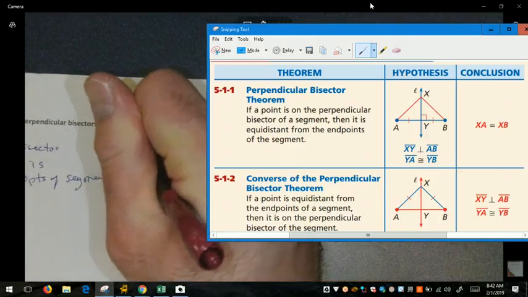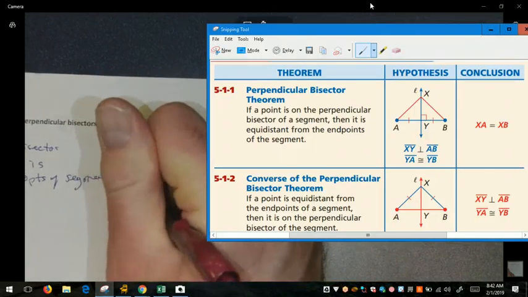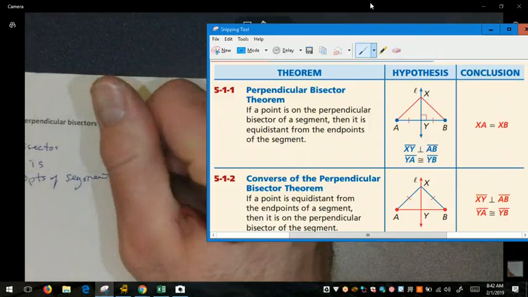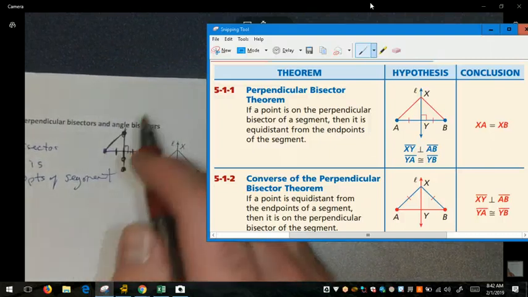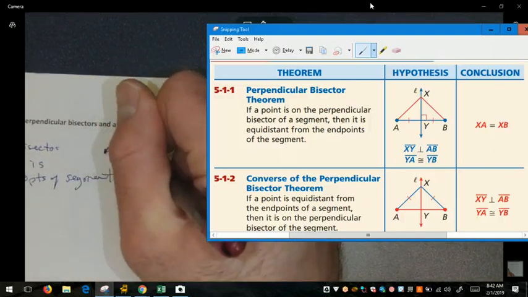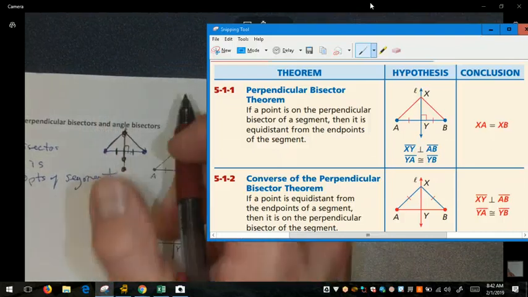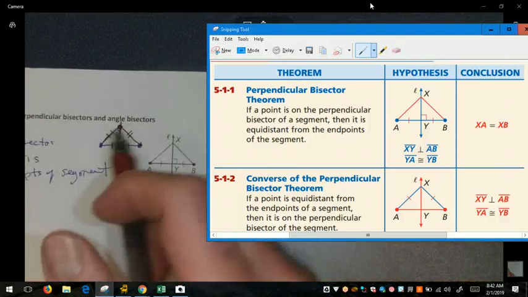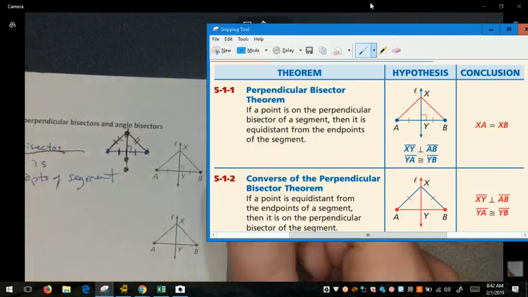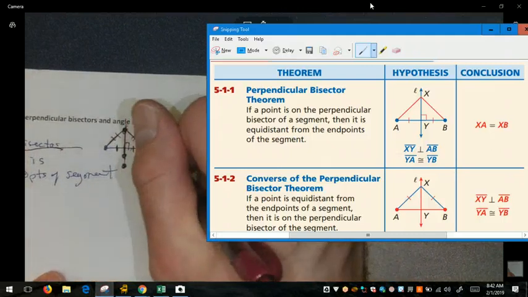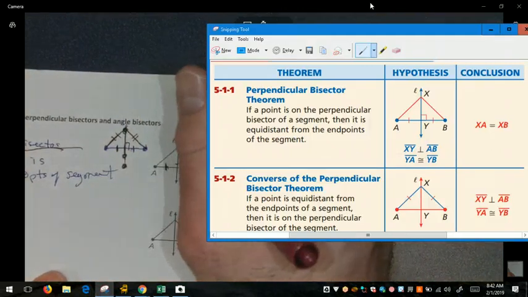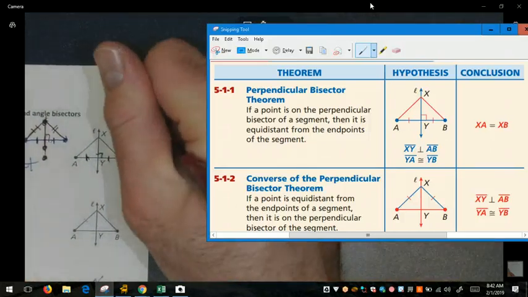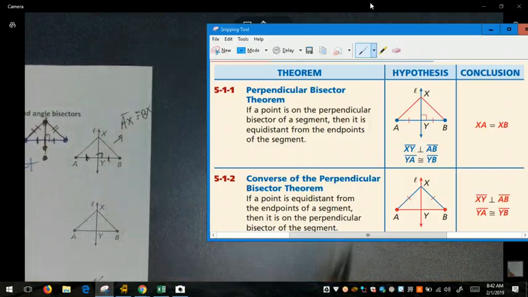Any point on this line, whether it's this point or this point or this point or one way, way, way down here or one way, way, way up here, the distance from that point to this endpoint will be the same as the distance from that to the other endpoint. So what they're saying is that if you are given that it is a perpendicular bisector, that's what this picture is showing. We have been given a perpendicular bisector. The conclusion is that AX will be congruent to BX.